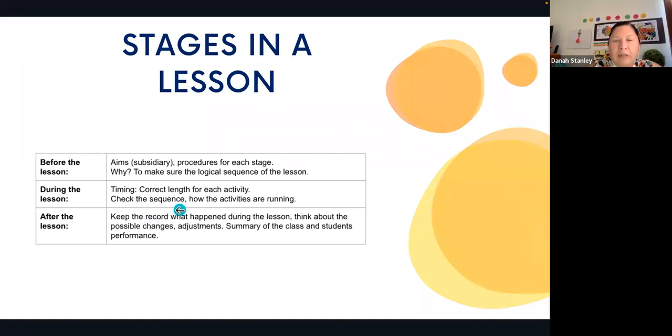Check the sequence, that you have a pre, a while, and a post: presentation, practice, and production; test, teach, test; in task-based learning, setting or checking the previous knowledge, setting the task, developing the task, and presenting the task, depending. And after the lesson, keep a record of what happened during the lesson.